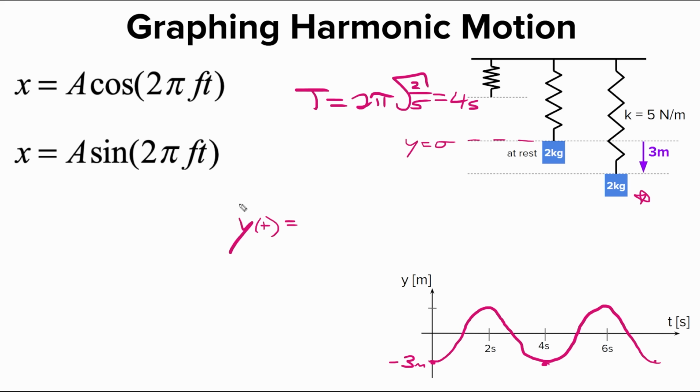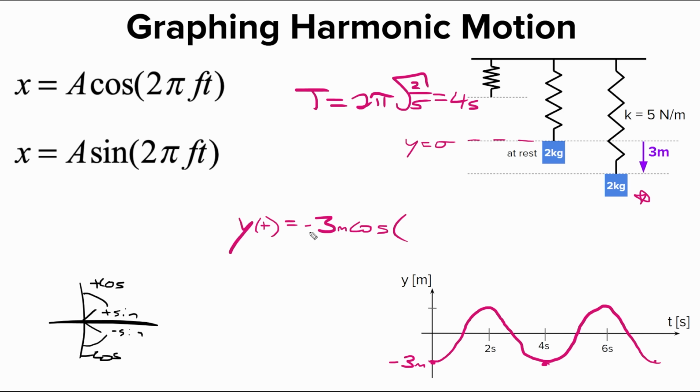It doesn't matter, vertical or horizontal. Amplitude: my amplitude's 3, but I started off down here. So my amplitude is 3 meters, but I need a negative cosine. Negative cosine starts down here. Just so you remember, positive cosine starts up here. Positive sine starts at 0 and goes up, and negative sine starts at 0 and goes down. So that's a negative sine.